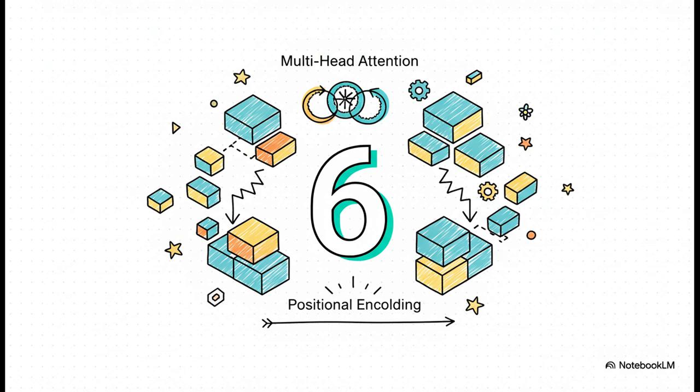Well, the original paper set the magic number at 6. That's n equals 6. So they built two powerful towers, a stack of 6 encoder layers to really chew on and understand the input, and a stack of 6 decoder layers to generate the output. It's that stacking, that depth, that gives the model all its power.